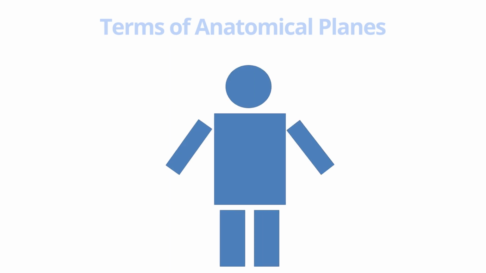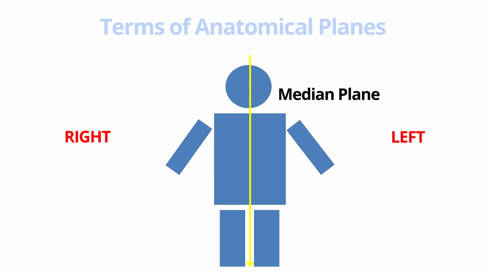The median plane is a vertical plane passing longitudinally through the center of the body, dividing the body into equal right and left sides. There is only one median plane, whereas there are many sagittal planes, which are vertical planes parallel to the median plane. For example, here is the sagittal plane passing through the midpoint of the right clavicle.